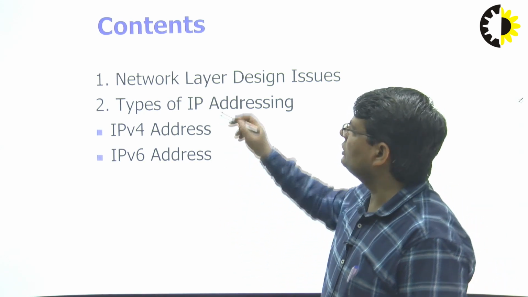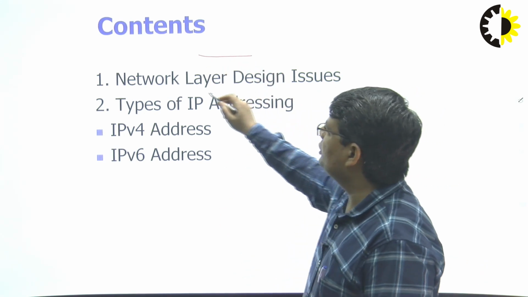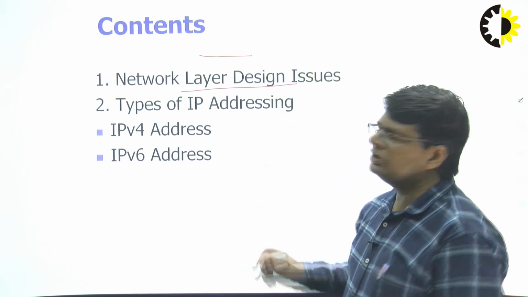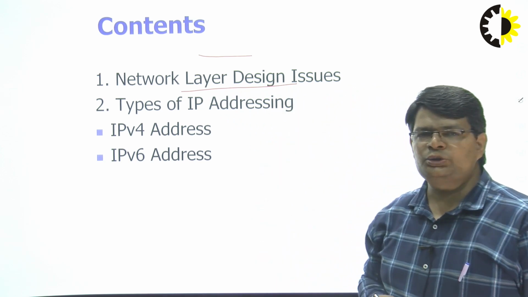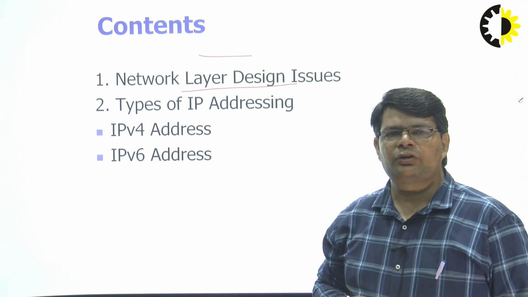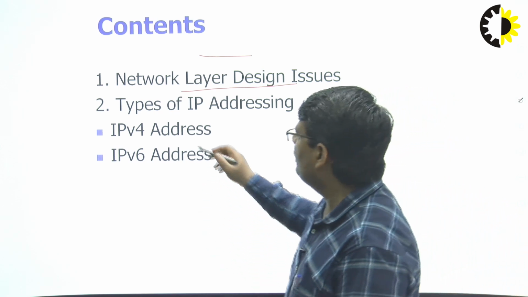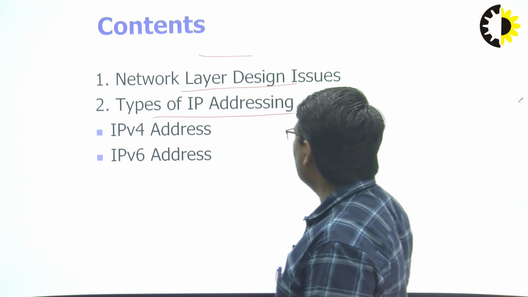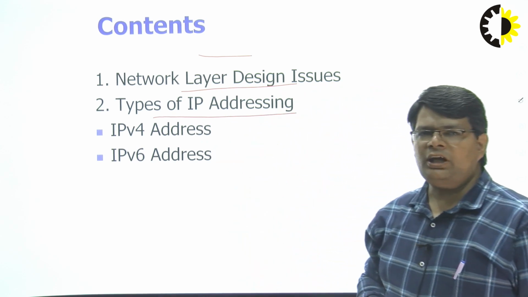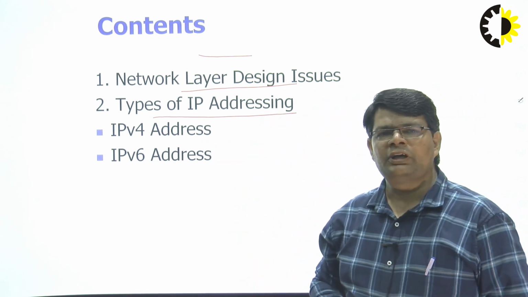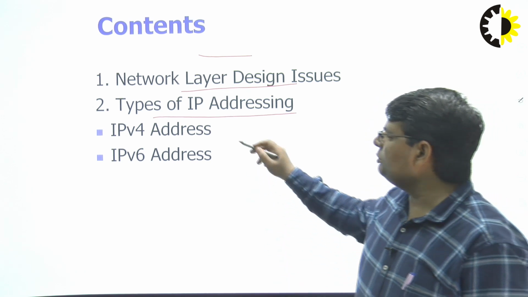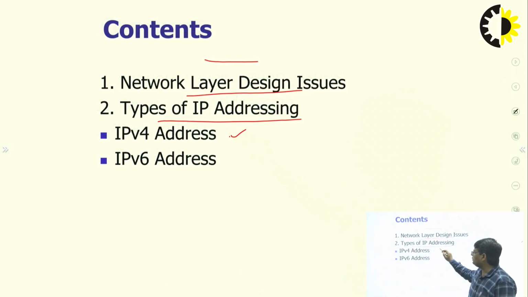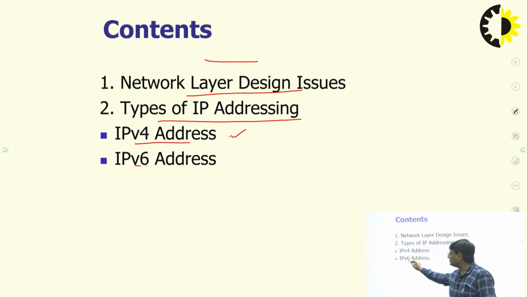So, as discussed, the main contents for today's presentation will be: the first topic, we will discuss in detail what are the various design issues that must be taken care of for the network layer, and in the second, we will discuss, as a part of network we require IP address. So, what are the different categories or types of IP addressing schemes that can be used with the network? Most popular IP addressing schemes or techniques are IP address version 4 and IP address version 6. So, we will cover both of these in the coming slides.